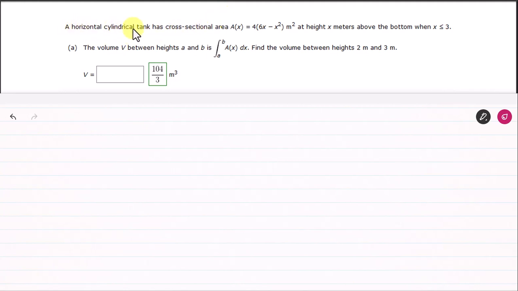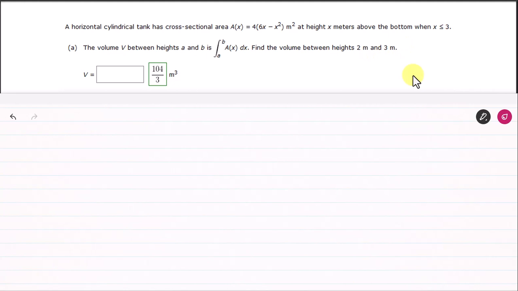A horizontal cylindrical tank has cross-sectional area A of x equals 4 times (6x minus x squared) square meters at the height x meters above the bottom, when x is less than or equal to 3. Part A: we want to find the volume V between the heights a and b, and it is given by the integral from a to b of A of x dx. We want to find the volume between the heights 2 meters and 3 meters.